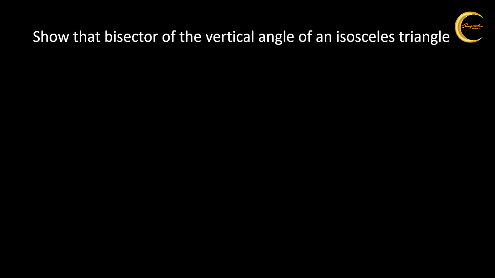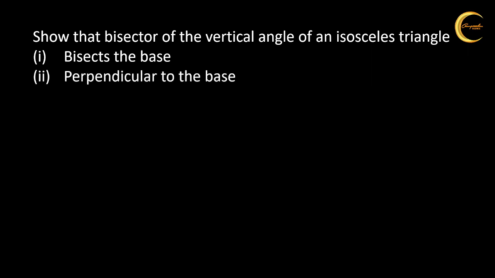Now you see, show that the bisector of the vertical angle of an isosceles triangle, first, bisects the base, and second, is perpendicular to the base. Okay. Now you see the diagram, then you can understand very well.